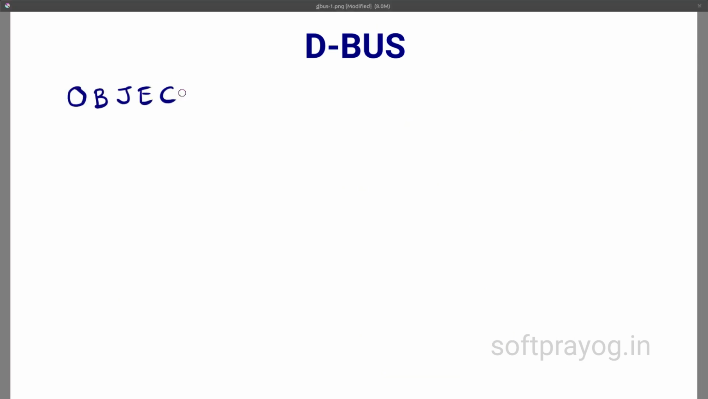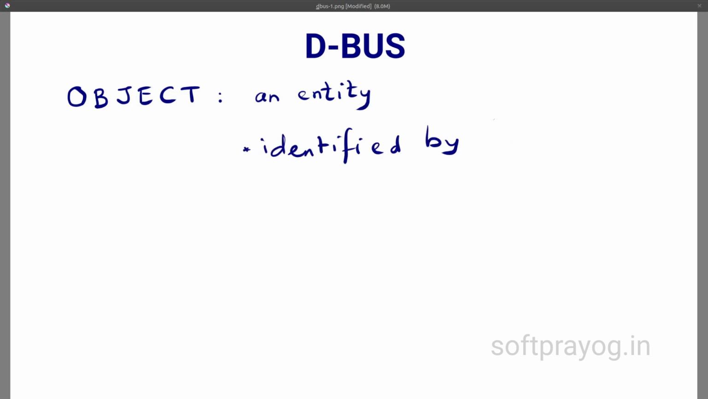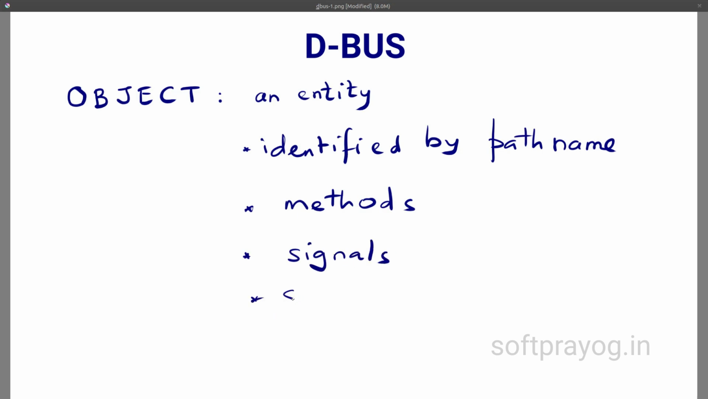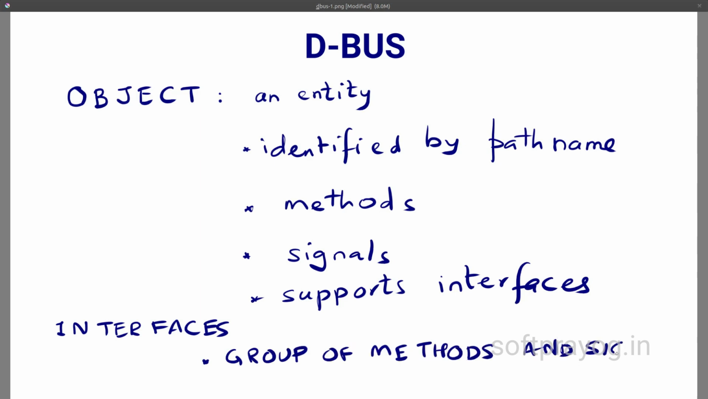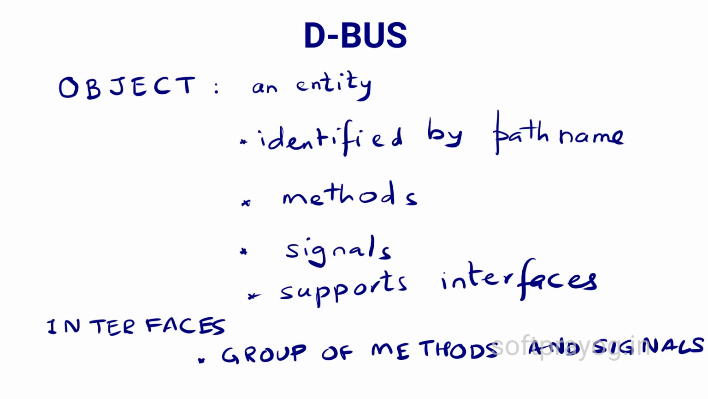Object. An object is an abstraction. It is an entity in a process that has some data and does some work. An object is identified by a path name like /com/example/some-server. An object has two kinds of members, methods and signals. A method is an operation that can be invoked on an object. A method has inputs and outputs. A signal is a broadcast from an object which other objects can receive.